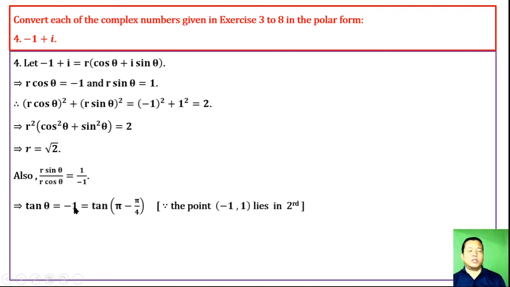Tan of which angle gives minus 1? The point minus 1, 1, representing the complex number, lies in the second quadrant.